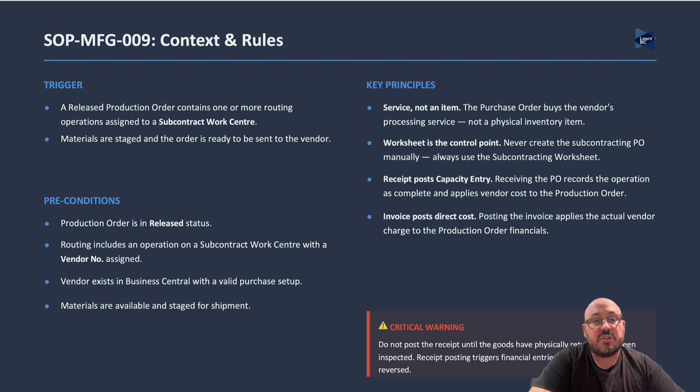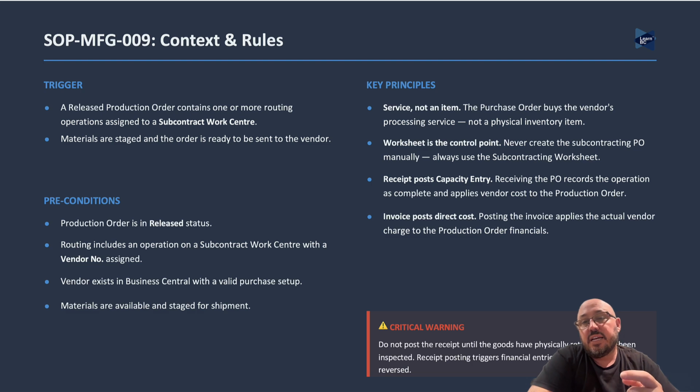So the preconditions here: the order is released, which is normal. The routing includes an operation on a subcontract work center with the vendor number, so that's all good. The vendor exists in BC and the materials are available, so it's pretty straightforward.